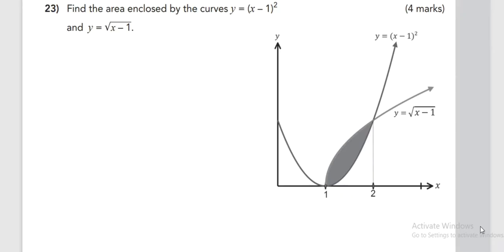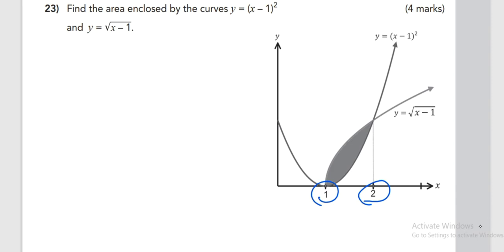Question 23. Find the area enclosed by the curves y equals (x minus 1) to the power of 2 and y equals root of x minus 1. Here he gives the two functions and he gives the bounds of integration. If he didn't give the bounds of integration, we have to put y1 equal y2 and solve to find the values of x. But here it already gives the bounds of integration, which are a and b.